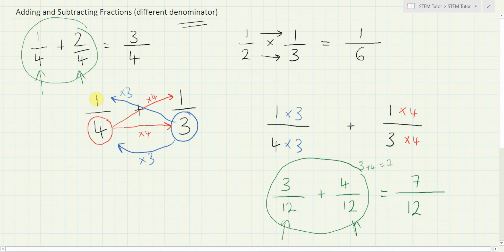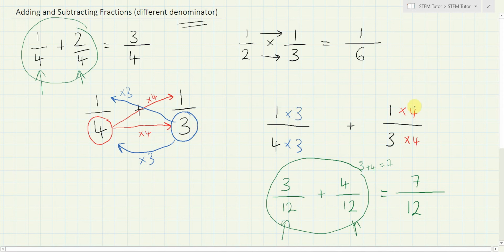So we'll just go over that again. Here we had 1 over 4 plus 1 over 3. The 1 over 3 gets multiplied top and bottom by 4, which is the denominator in this fraction. On this side, the 1 over 4 gets multiplied top and bottom by the 3, which is the denominator on this side of the question.